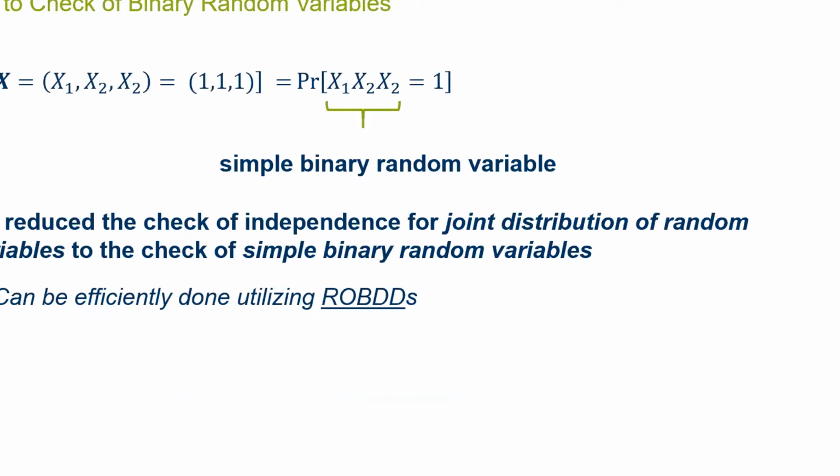That we reduced this to checking sets where all of the random variables are set to 1 is handy, because the event that all the random variables in a set take 1 as a value is equal to saying that the logical conjunction of these random variables is equal to 1. And the logical conjunction of these random variables is again a simple binary random variable. So we reduced the independence check of joint distributions over sets of random variables to several checks over simple binary random variables. Again, this is a combination of binary functions in our circuit, and this can be efficiently done using the ROBDDs.